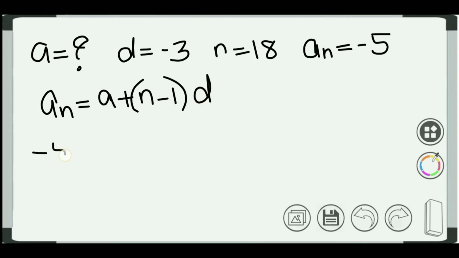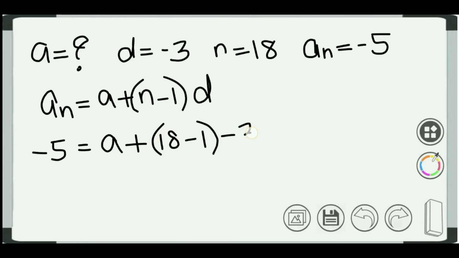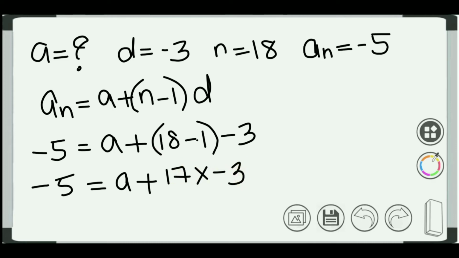An value is minus 5, equal to A, we don't know, plus n minus 1 into d. N is 18, 18 minus 1 into d. D is minus 3. Okay. So minus 5 is equal to A plus 18 minus 1, 17, 17 into minus 3. Minus 5 equal to A plus 17 into 3 is what? 51. So minus 3 into 17 is minus 51.